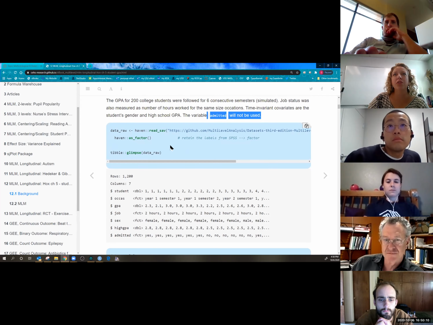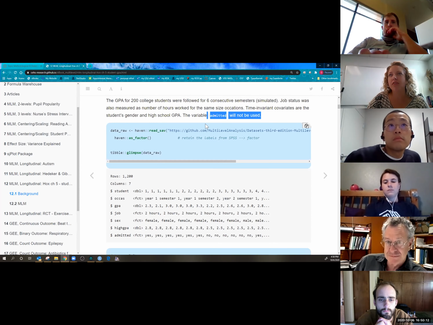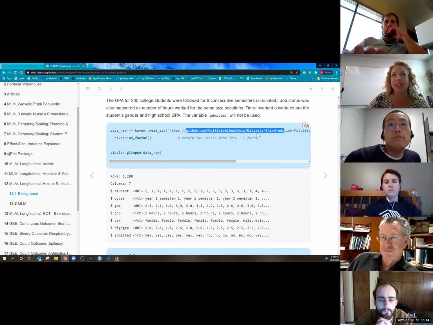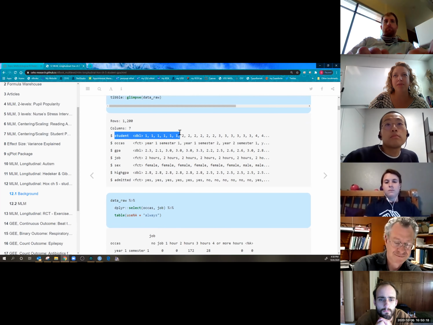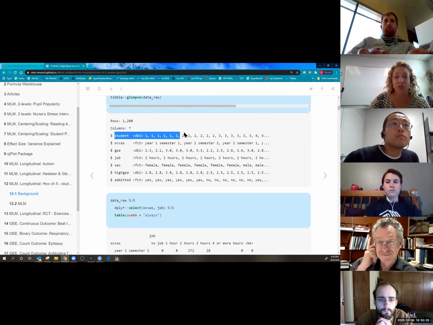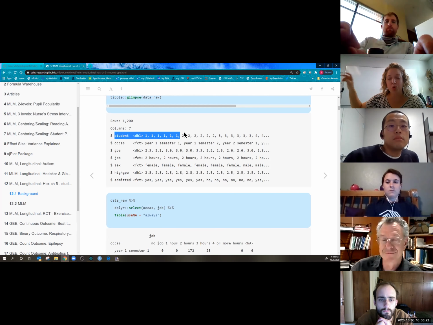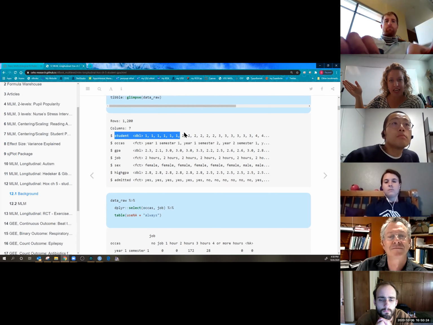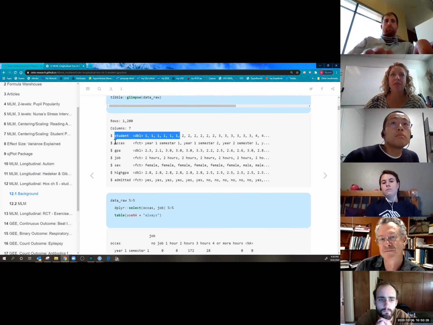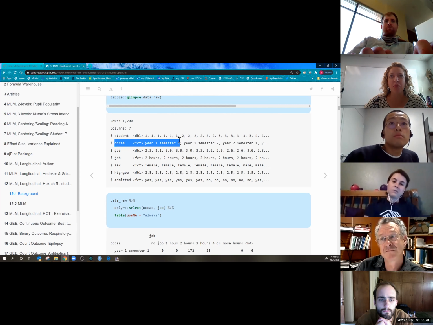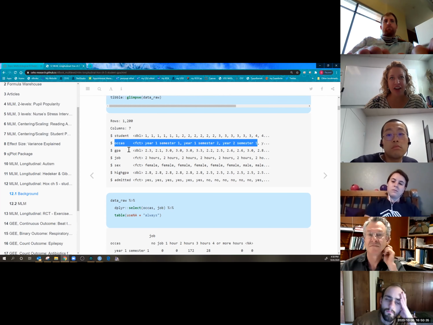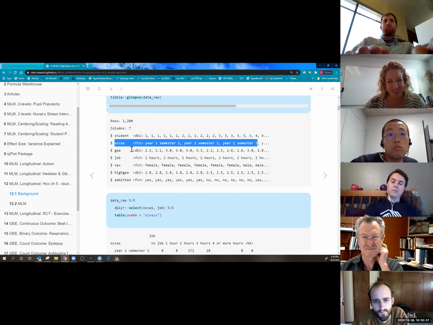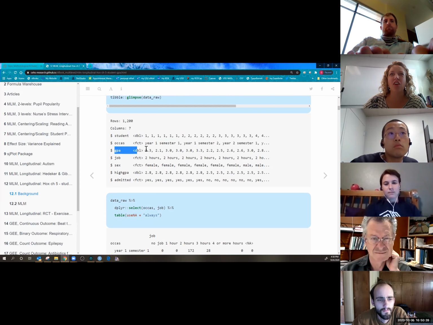Okay. So this is Hox's data set. You can get it from his GitHub for the book. Read it in. It looks like this. So we have the student variable, which is 1s, 2s, 3s. So this is their student identification number. Then we have the occasion. So year 1, semester 1, year 1, semester 2, year 2, semester 1. It's not a very handy way to have this labeled. And then we have their current GPA.